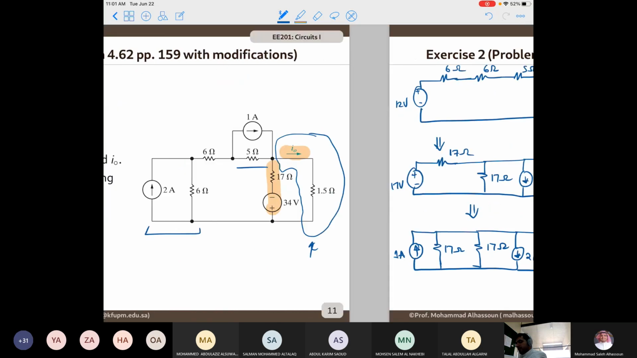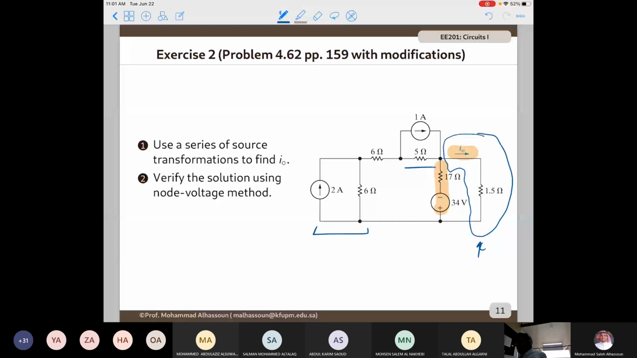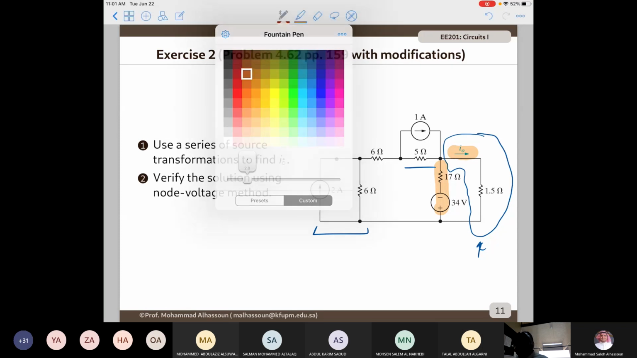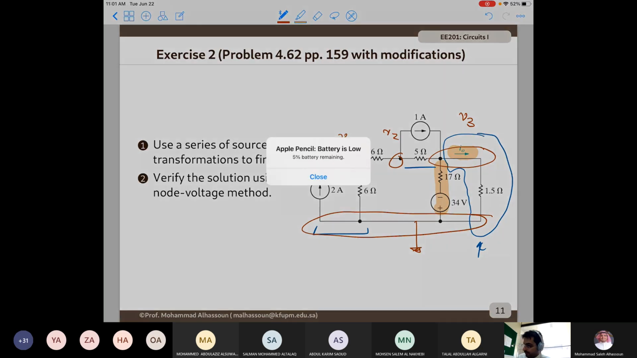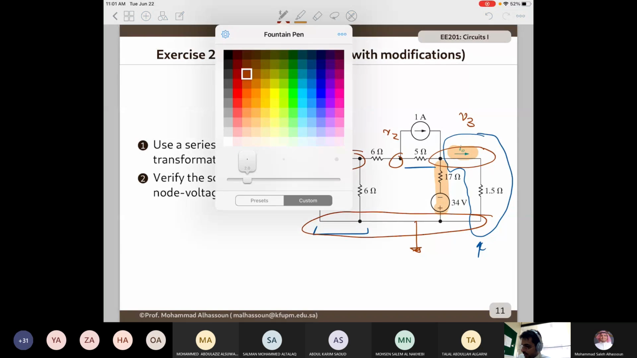The second part is asking to verify it using the node voltage method. At this stage, applying the node voltage method will not be that complicated. So you need to specify the essential nodes. According to what we know about the node voltage method, this could be the reference node. This could be V1, V2, and V3. So once you find V3, you notice that I naught will be V3 divided by 1.5. Okay.